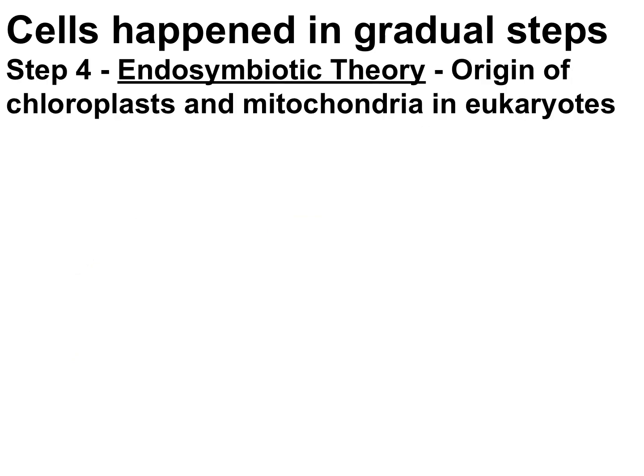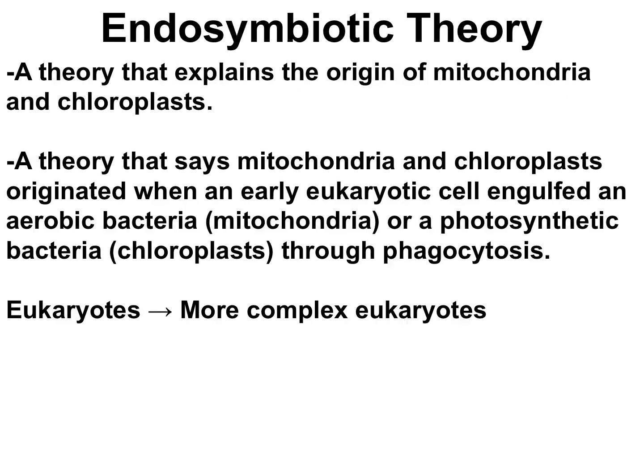Yet another theory explains how eukaryotes got chloroplasts and mitochondria. Chloroplasts and mitochondria arose by a different process called endosymbiosis, and endosymbiotic theory outlines the origin story of mitochondria and chloroplasts.